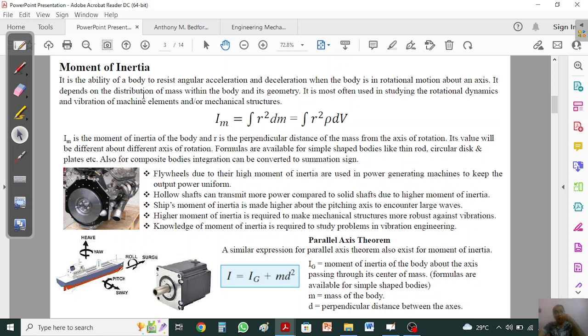So you must remember how you define second moment of area. It is simply defined as the resistance to bending. Second moment of area is defined as the resistance to bending. How would you define moment of inertia?